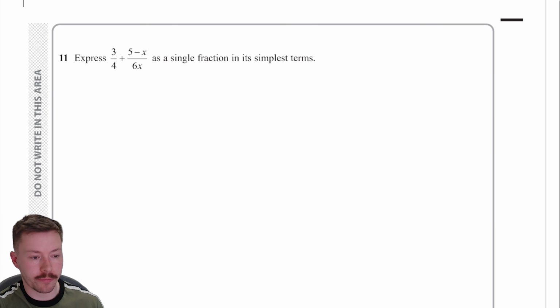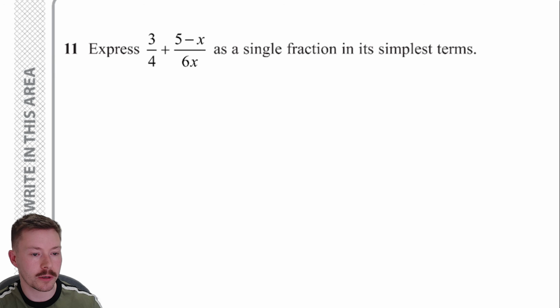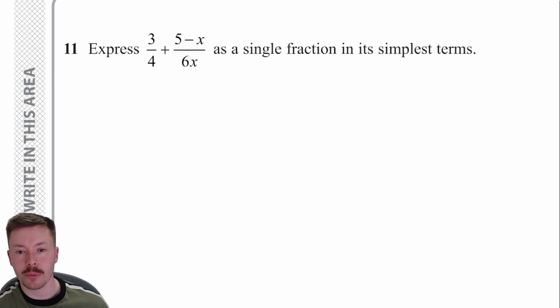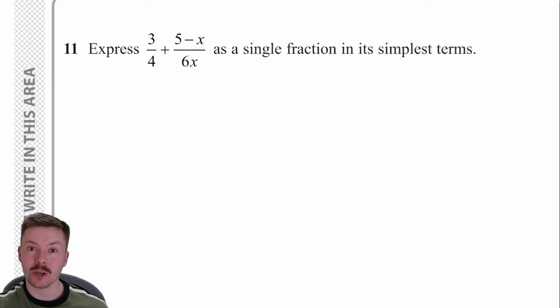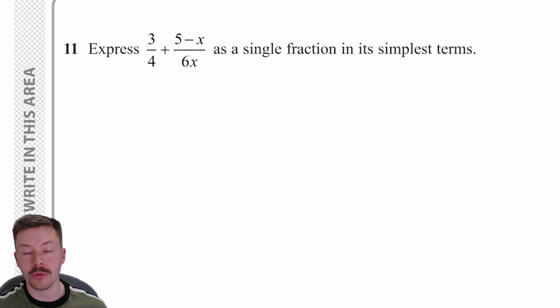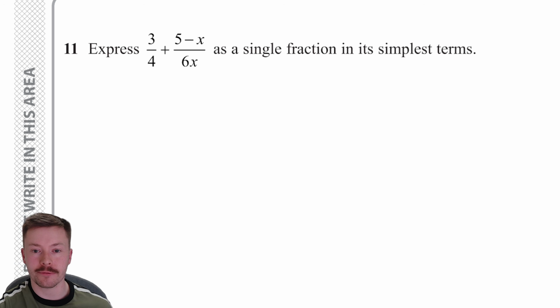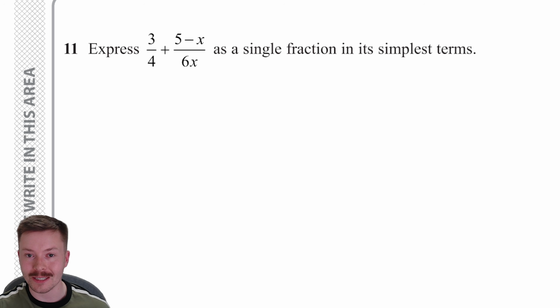Okay, so we've got an algebraic fraction here. I'm going to zoom this in a little bit more so we can see it a little bit easier. 3/4 plus 5 minus x over 6x. Now we need both of these denominators to be the same before we can combine these fractions. So I am going to have to times 3/4 top and bottom by x, but I also need the 4 and the 6 to be the same number.